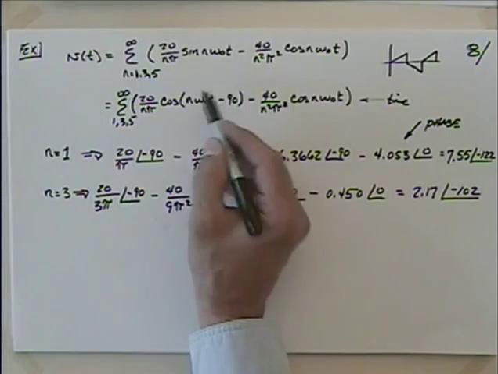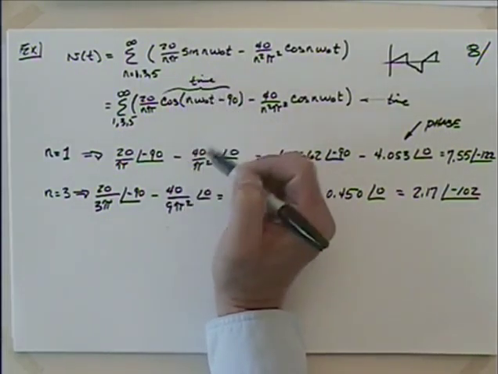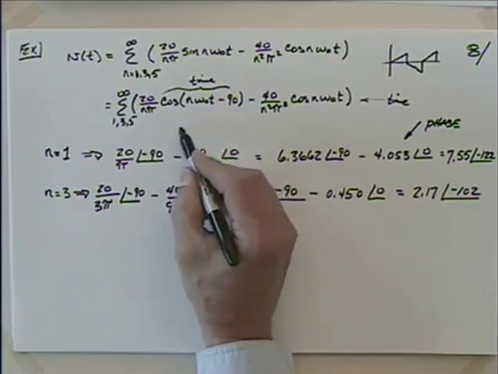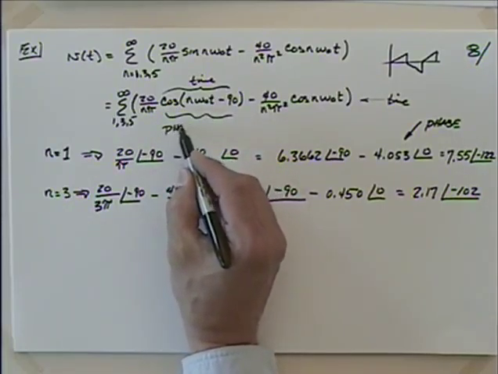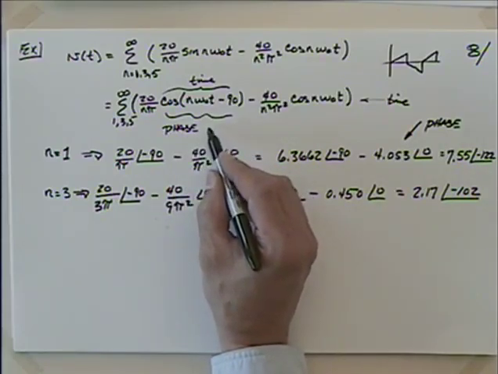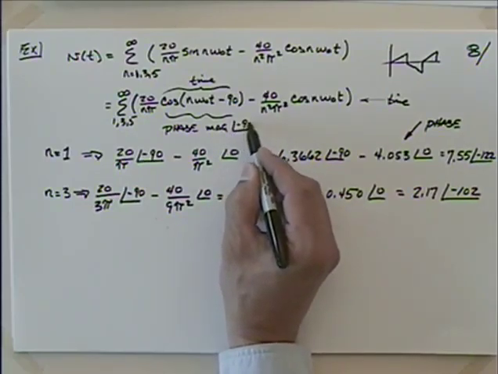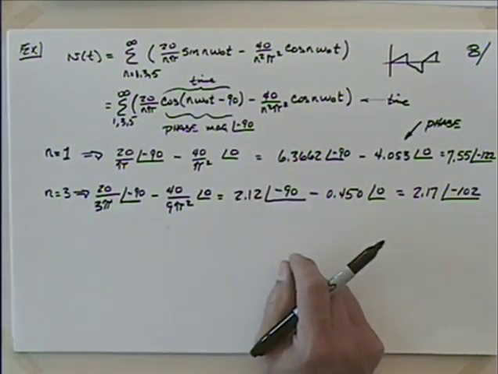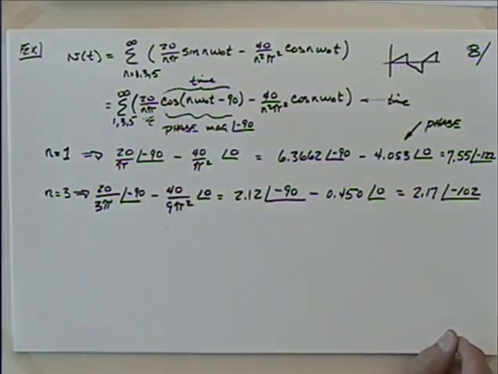Well, remember this is in the time domain, right? So if you take this in the time domain, and you want to write that now in the phasor domain, what does that look like in phasor domain? It's going to be some magnitude at minus 90, right? The magnitude is this piece here.